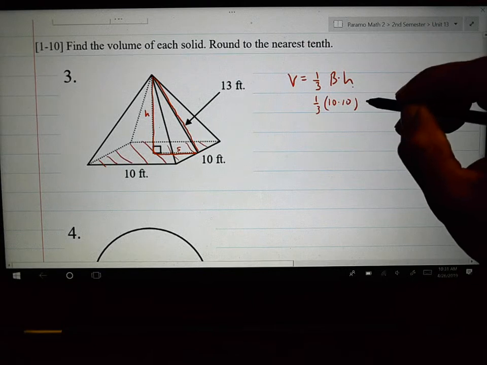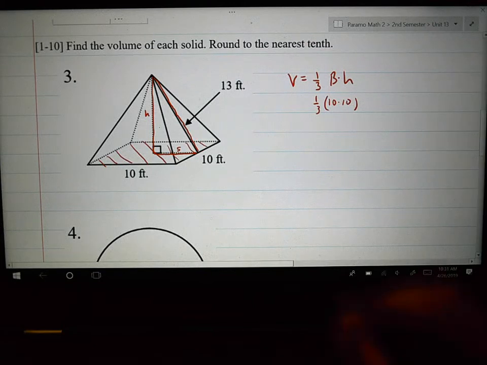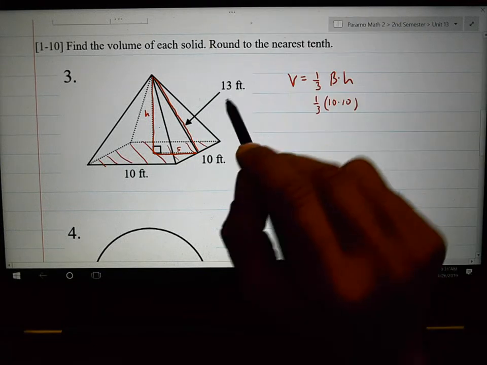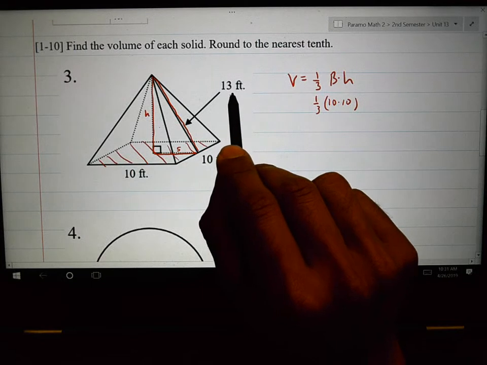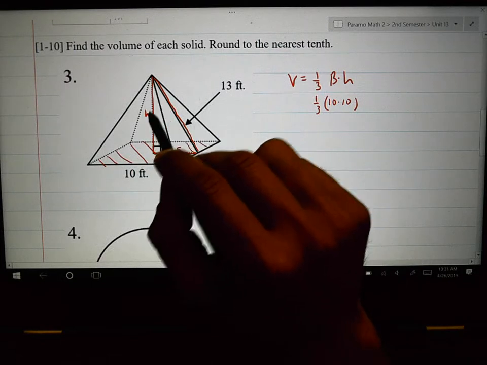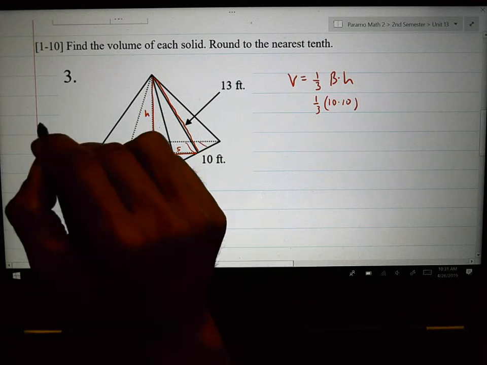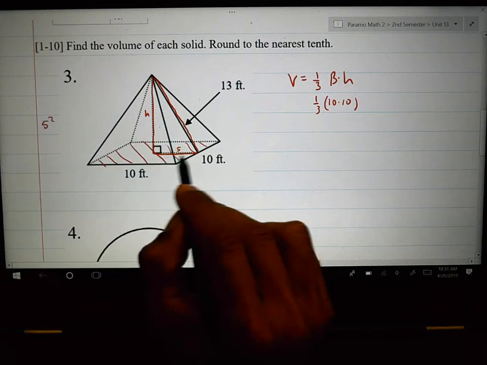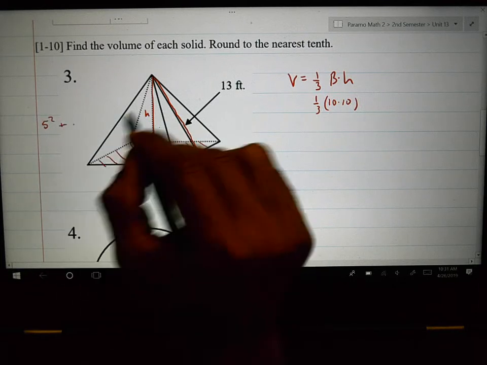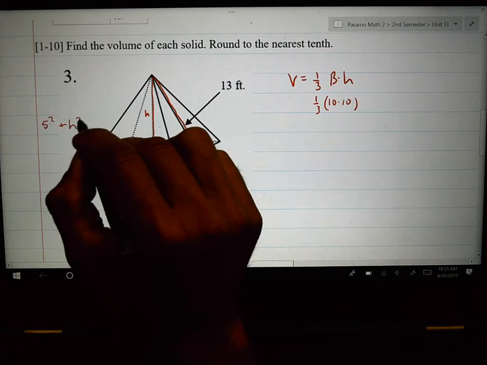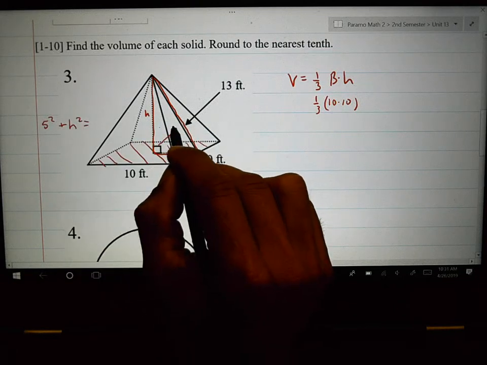The height, they did not give me. They gave me the slant height. They're trying to trick me with this 13. So I need to figure out what the h is by using the Pythagorean theorem. The sum of the square of this leg plus the square of this leg should equal the hypotenuse squared.